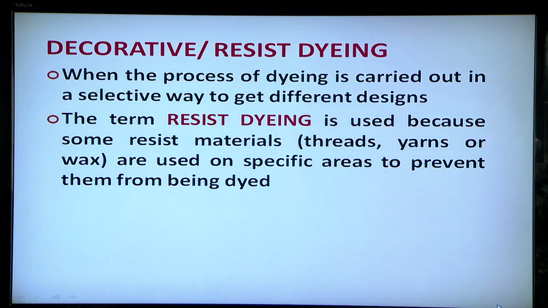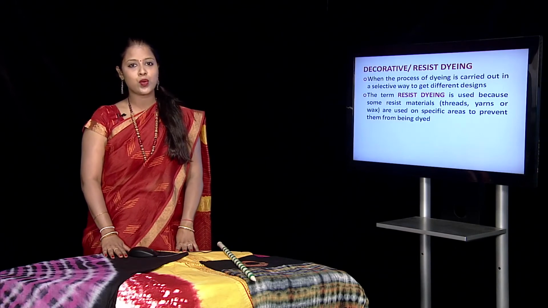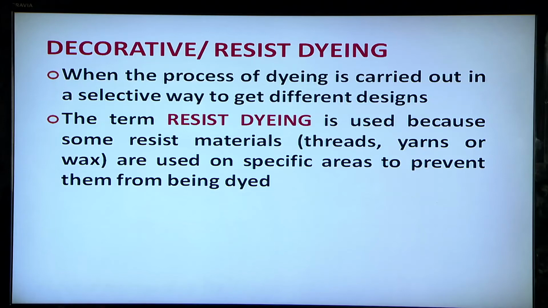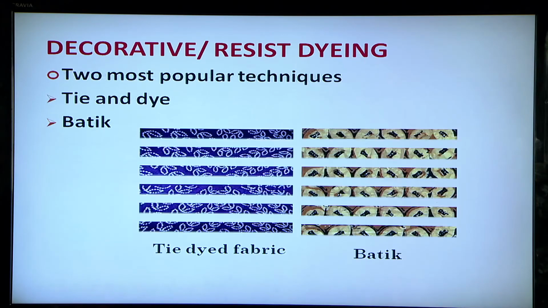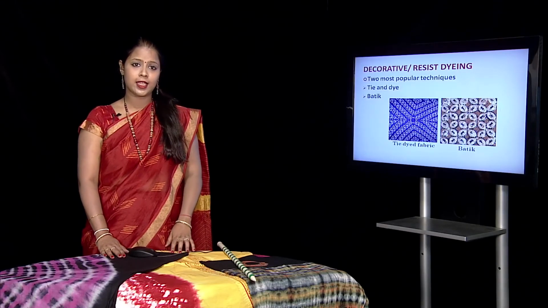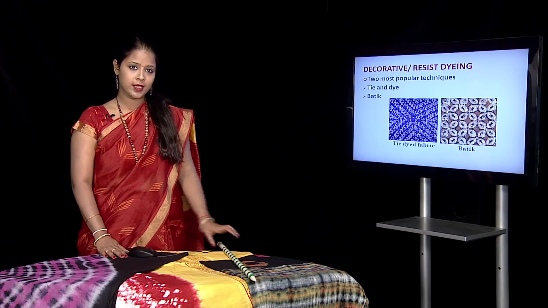Apart from simple dyeing, there is another technique of dyeing which is also called the decorative or resist dyeing. When the process of dyeing is carried out in a selective way to get different designs, it is called resist dyeing. The term resist dyeing is used because some resist materials like threads, yarns or wax are used on specific areas to prevent them from being dyed. The two most popular techniques of resist dyeing are tie and dye and batik.